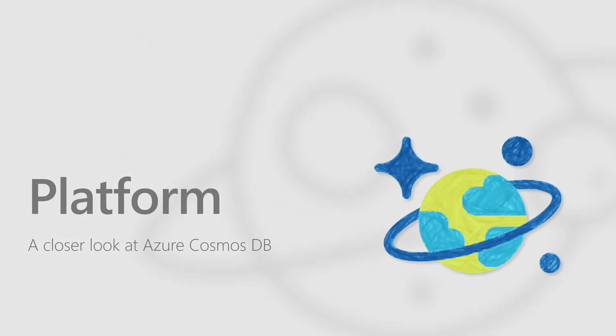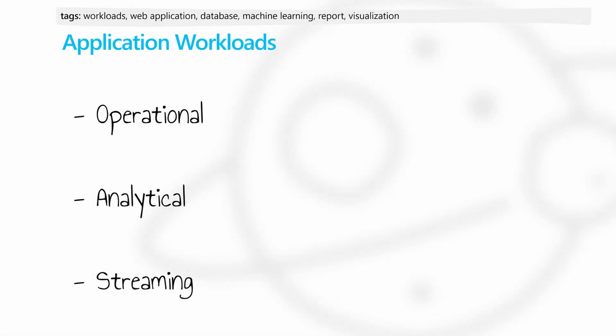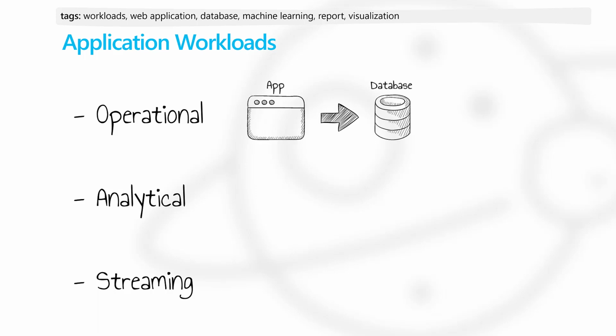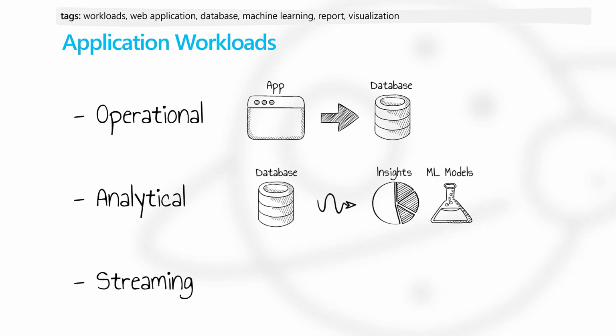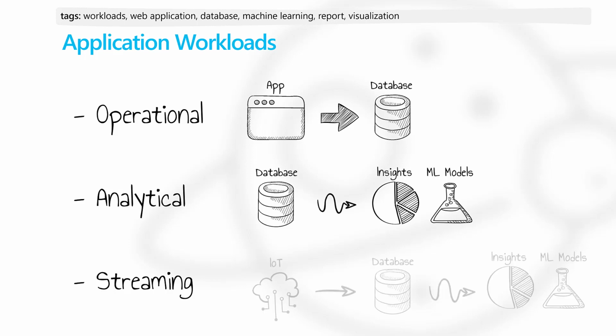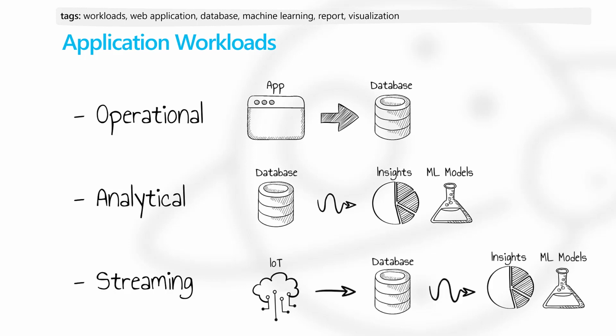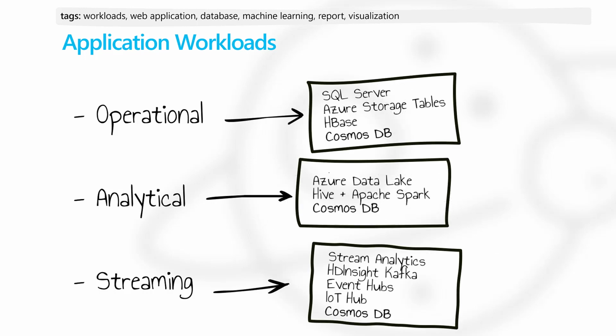Let's take a closer look at the Cosmos DB platform. A database can have three workloads. The operational workload stores transactional data, also known as online transactional processing or OLTP, from an application to a database. An analytical database stores analytical or reporting data, also known as online analytical processing or OLAP, that surface insights and predictions from machine learning models. Lastly, IoT devices send streaming data to a database that can then be used to generate insights and machine learning predictions.